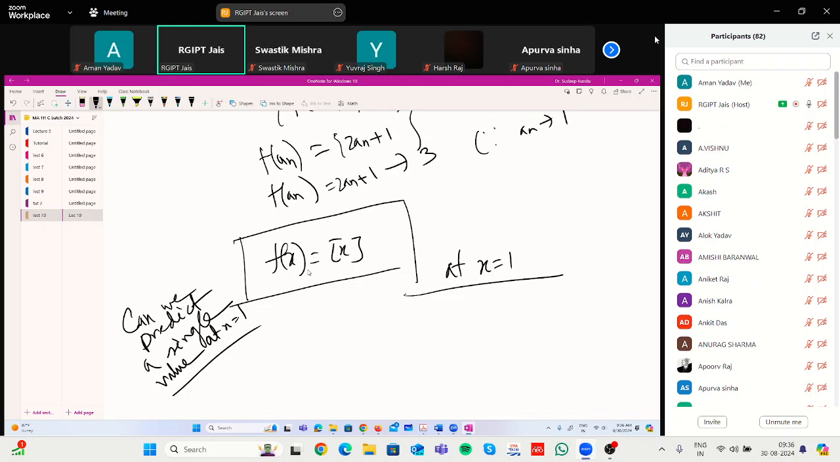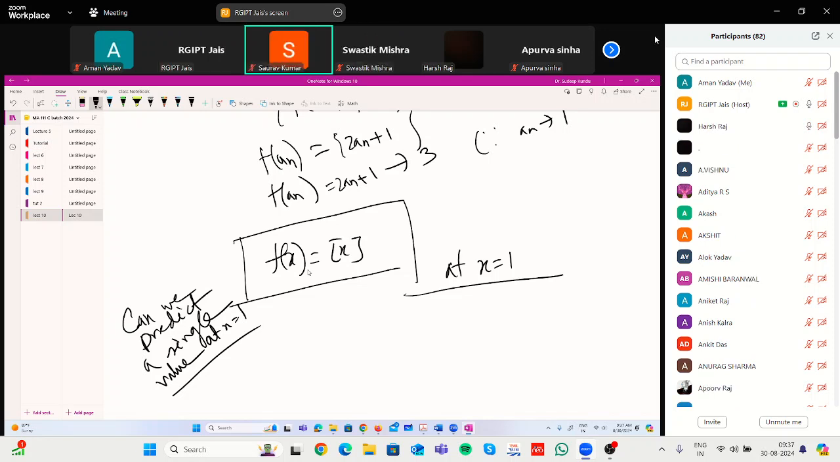What is happening at x equals 1 itself, that is continuity, which will come later. But for the limit, we do not care what is happening at x equals 1, but what is happening nearby x equals 1. So does this predict a single value? No, sir. The left-hand limit is not equal to the right-hand limit.